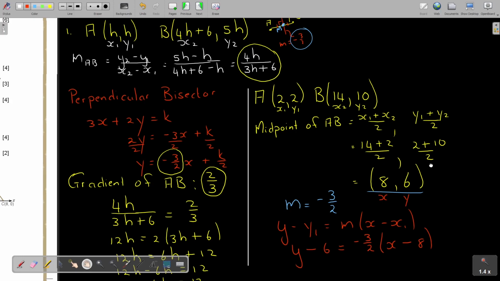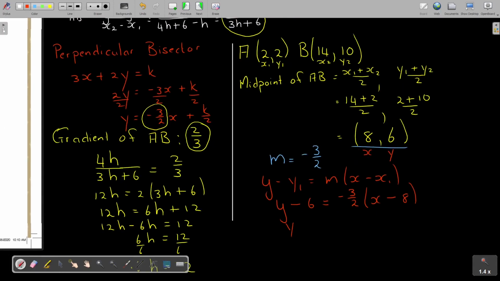Now I'm going to simplify that. So y minus 6 equals, okay, now I think the best will be if I multiply this 2 on this side. Then I have negative 3 times x minus 8. And that will be 2y minus 12 equals negative 3x plus 24. Then I have 2y is equal to negative 3x, and I have the 24 plus the 12, so it's 36.